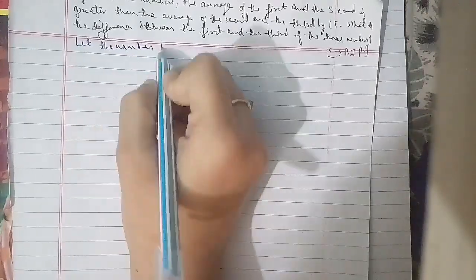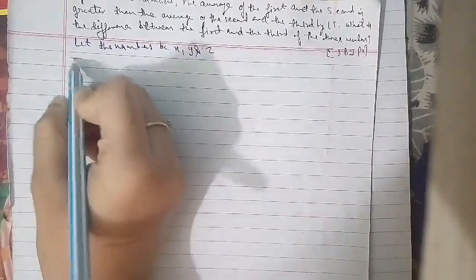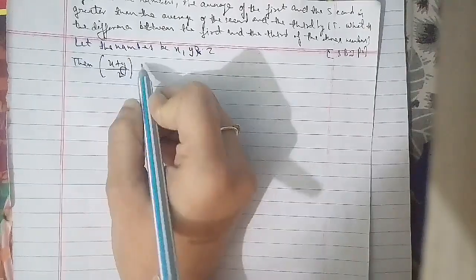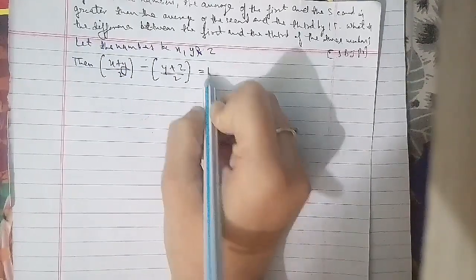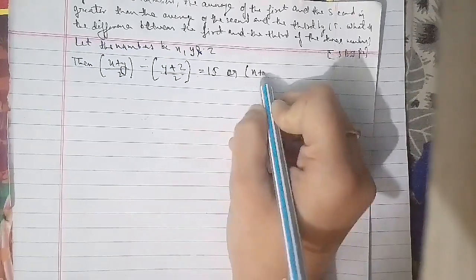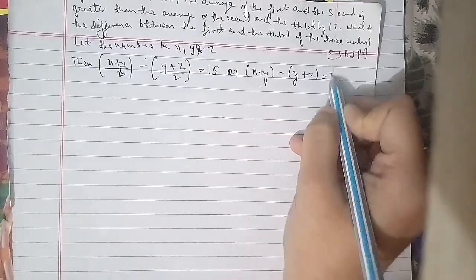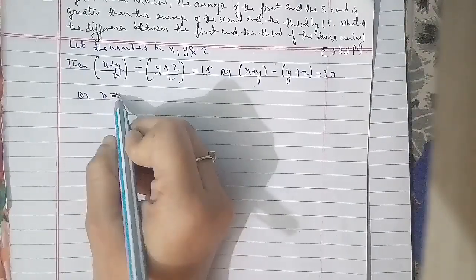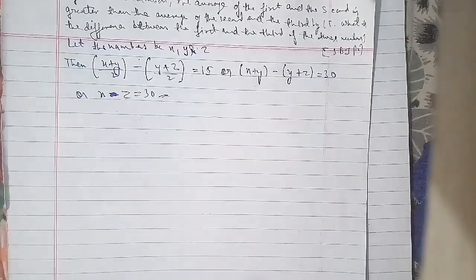Let the numbers be x, y, and z. Then (x plus y) by 2 minus (y plus z) by 2 equals 15. x plus y minus y minus z equals 30, or x minus z equals 30, that we have as an answer here.